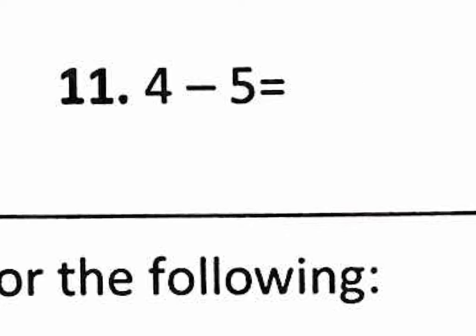Number 11, last one on this section. 4 take away 5. We are thinking of money. 4 means that you have $4. Negative 5 or minus 5 means that you owe $5. You cannot pay them off. What's your answer going to be? Negative 1.